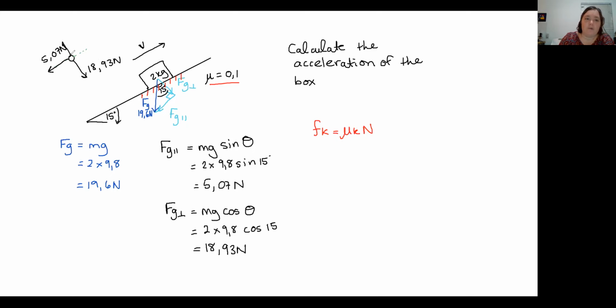Then I have my normal force acting up. Now the normal force will almost always equal, as I mentioned to you, the perpendicular component. The only time it doesn't is if we had a tension here that acted at an angle, and then you'd have to subtract the component perpendicular to the slope from there.